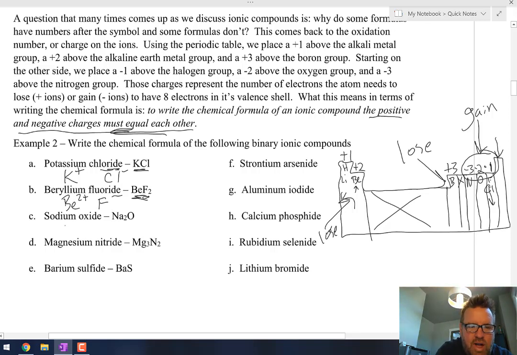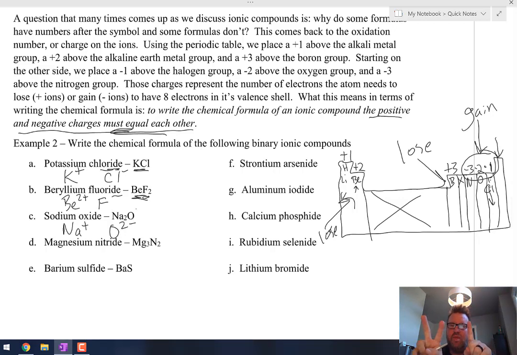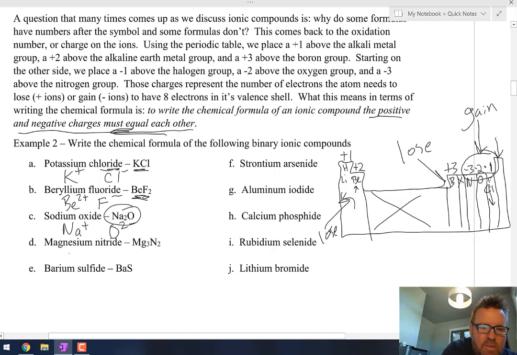Okay, sodium oxide is very similar. Na has a +1 charge. Oxygen has a -2 charge. Pretty similar to the last one, but sodium says I can only give away 1, and oxygen says, but I need 2. So instead of 1 sodium, we need 2 sodiums. Then the +2 equals the -2, so we get Na2O. Okay, on magnesium nitride, you've got Mg with a +2 charge, and nitrogen has its -3 charge.